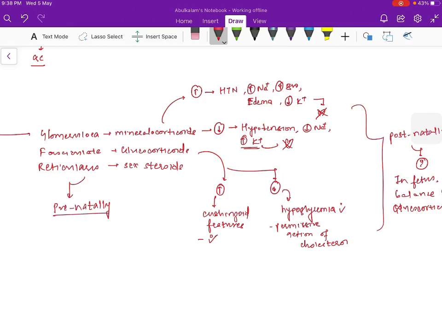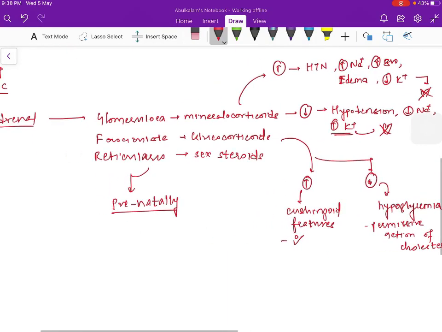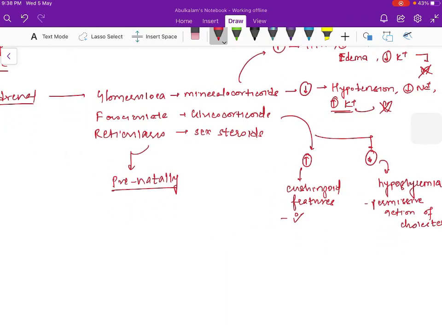Why? These features can be present prenatally because the fetal HPA axis, hypothalamic pituitary axis, is one of the main axes which results in the production of androstenedione, DHEA and estrogen in the baby, and that will result in development of genitalia. So this has to be present prenatally. The deficiencies of sex steroids will manifest prenatally. Again, it can be either increased or decreased.